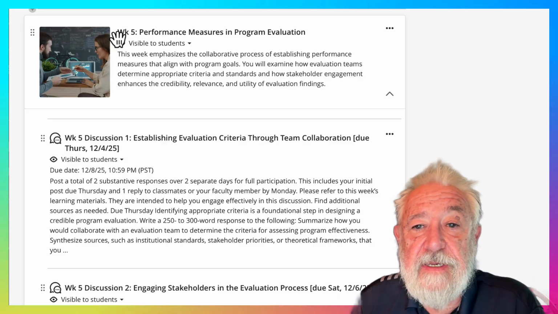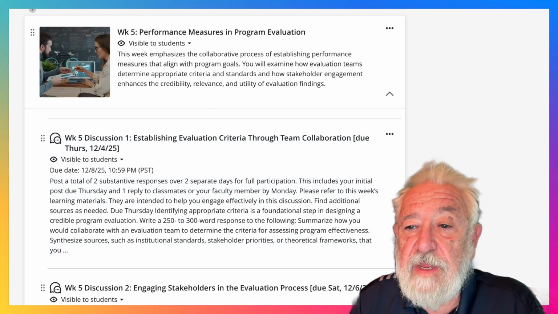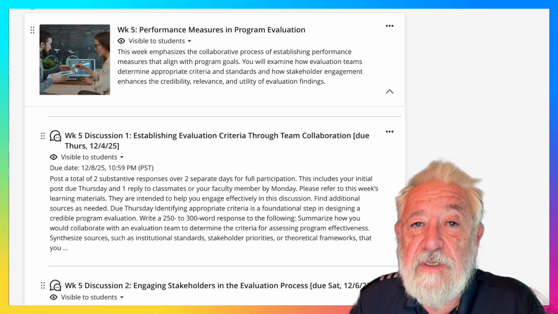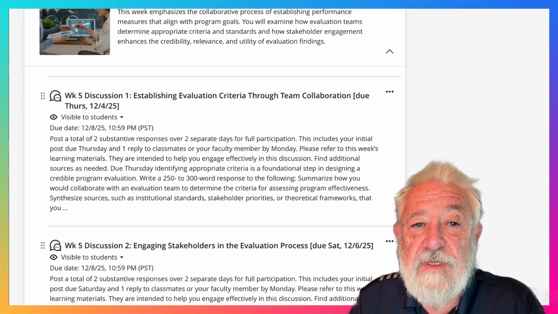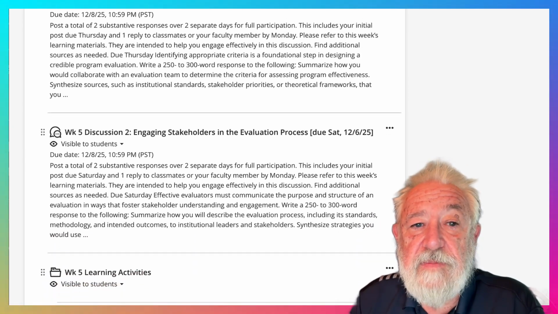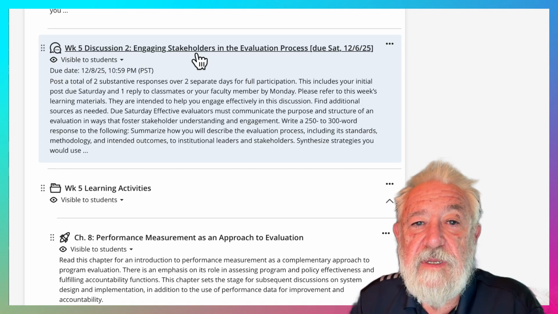The reading this week is quite a bit. You have some good info. The article that you're asked to read this week is about criteria, so you should look at that article.